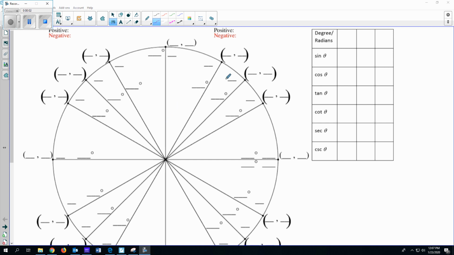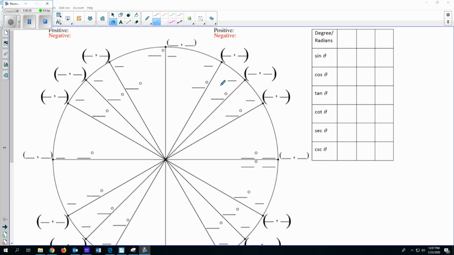Okay, so this is the unit circle you can expect to be given for the first exam, and you'll probably actually have this for quite a few exams to help you fill out. On this first exam, we're going to focus just on degrees, and I'm going to show you how to fill this out.